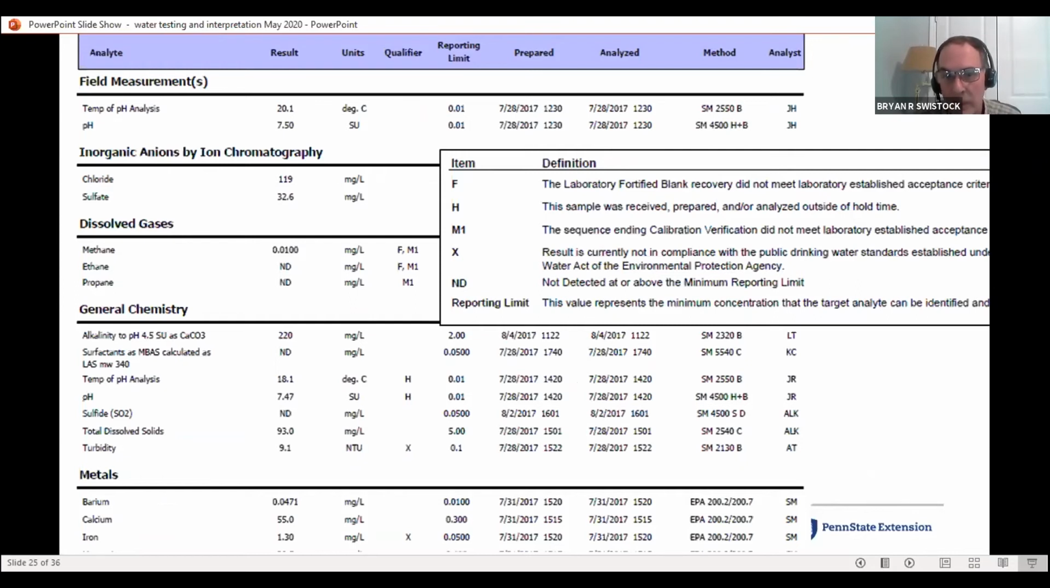It's got an M1 calibration, which means there was a calibration problem potentially. And it's also got an H issue here. H is a holding time issue, analyzed outside of the holding time. So these acronyms are important, and there should be a definition of them in with the water test report. And again, unfortunately, they're not often standardized, so they vary by lab, and you just have to look at whatever table they have to find out what those acronyms mean. In this particular case, they do put an X if it violates a drinking water standard. So they don't actually give you the standard, but they tell you by an X that yes, 9.1 turbidity is too high and 1.3 milligrams per liter of iron is too high based on drinking water standards.